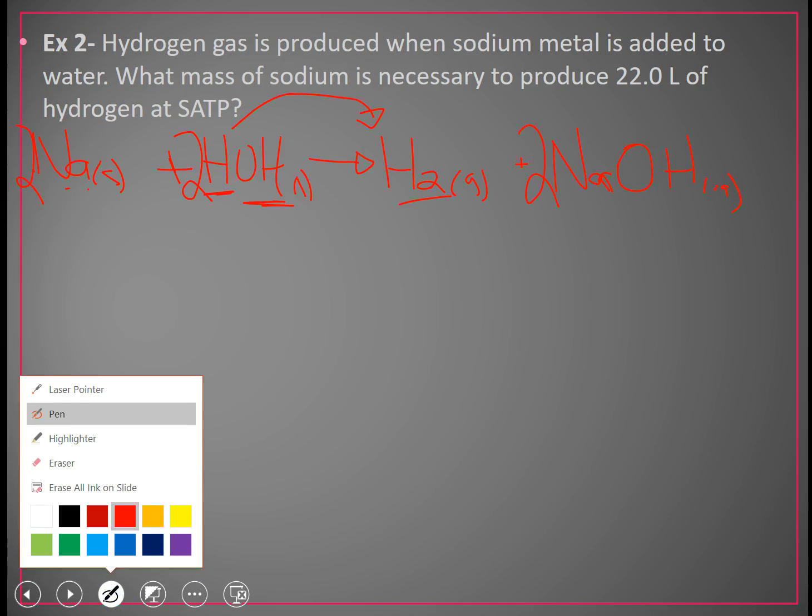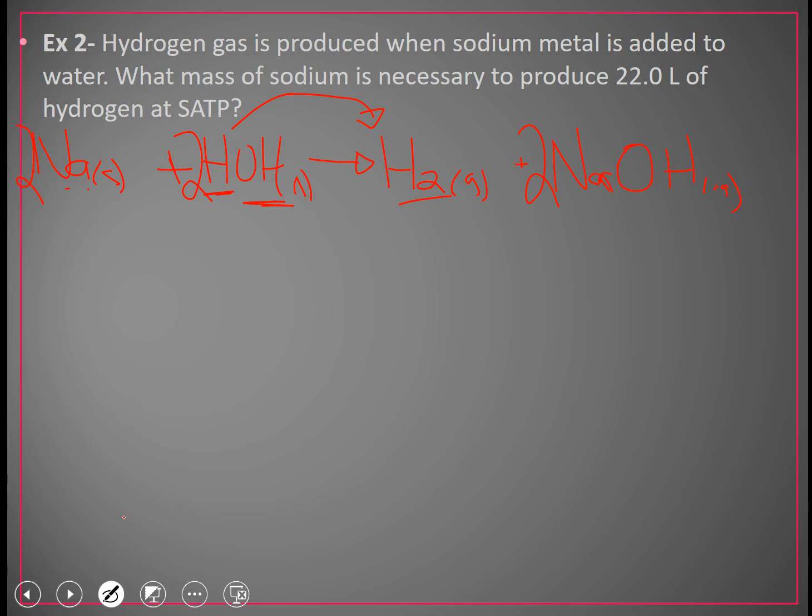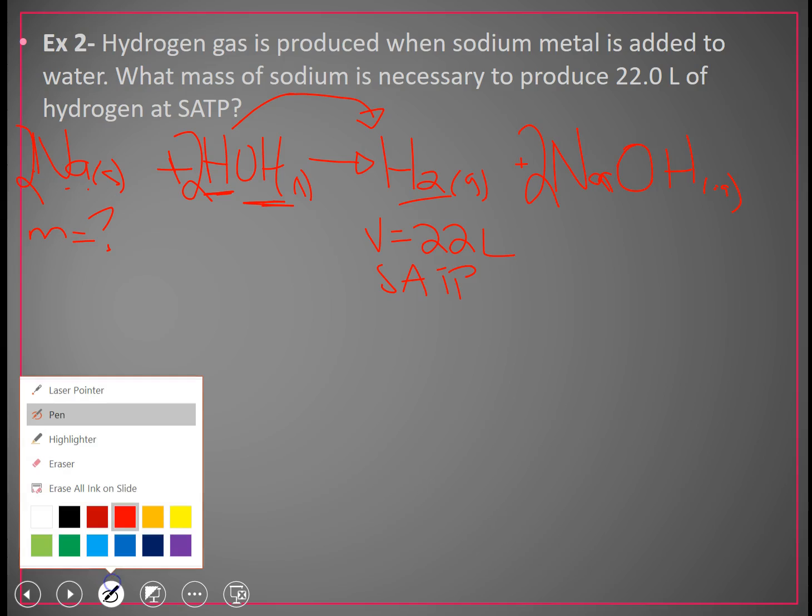So then I'll take the information that I know and put it underneath each compound here. So hydrogen gas is produced. What mass of sodium, so I'm trying to figure out the mass of sodium here, is required to produce 22 liters. So the volume here is going to be 22 liters at SATP. And SATP is just the way of them indirectly giving me pressure and temperature without saying a whole bunch of details.